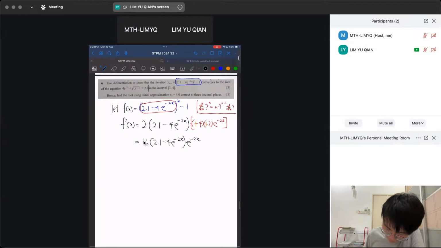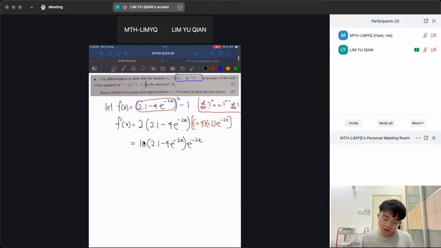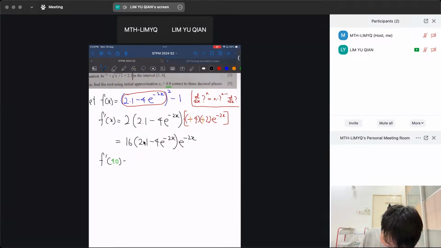Okay, so we need to substitute, using 4.0. So that is a root, converge to a root in the interval. Okay, no need to show this one, no need to use FVT or anything. So just substitute the initial approximation that I give in the next part. So substitute the initial approximation 4.0. Should be an okay value. Okay, substitute 4.0 into the modulus of it.